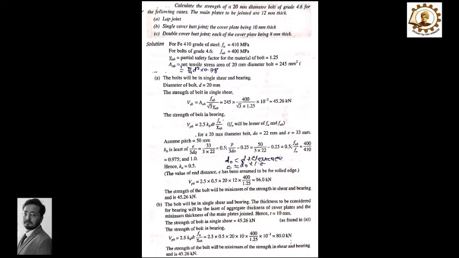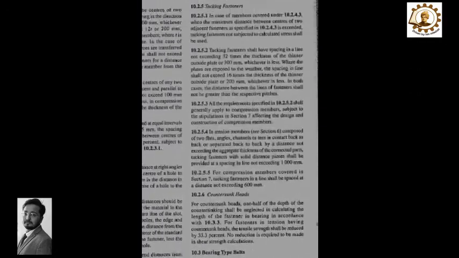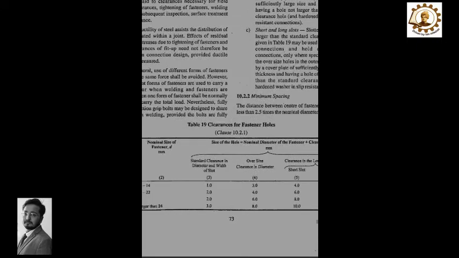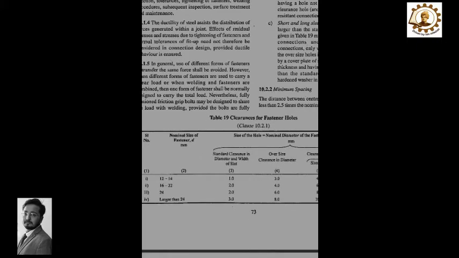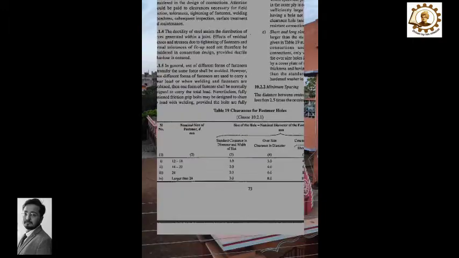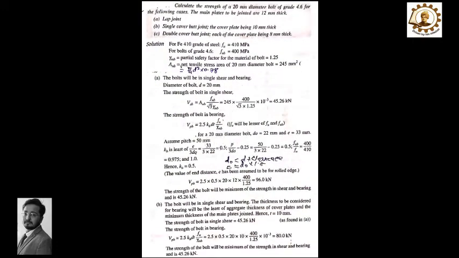The diameter of the bolt is 20 mm. So the diameter of the bolt hole, d0, is 20 plus clearance. Clearance as per table number 19 of IS 800 2007: 20 lies between the range 16 to 22 mm, and the clearance is 2. So 20 plus 2, that is 22 mm.